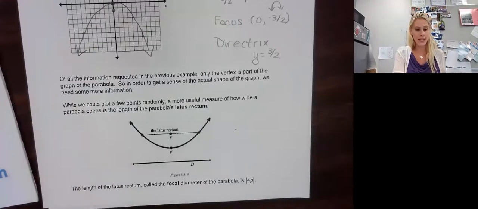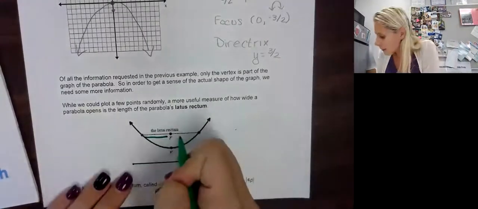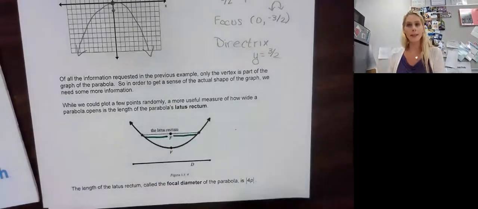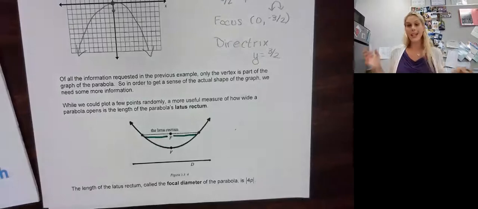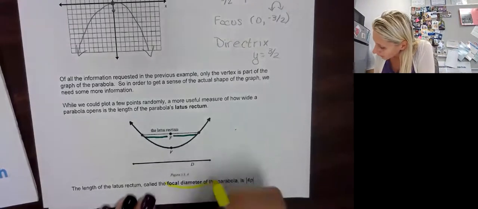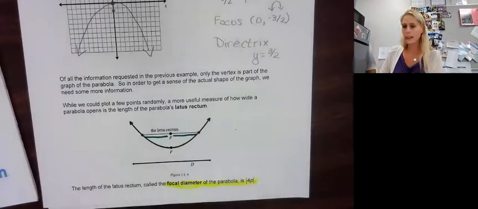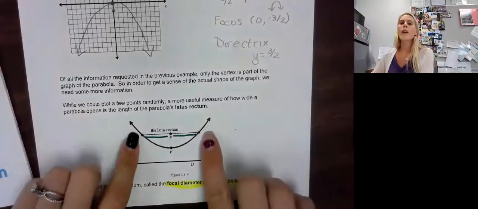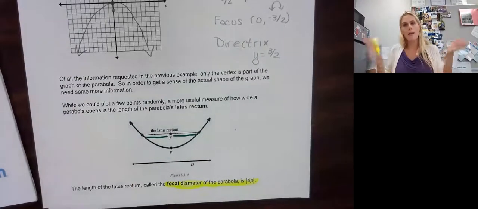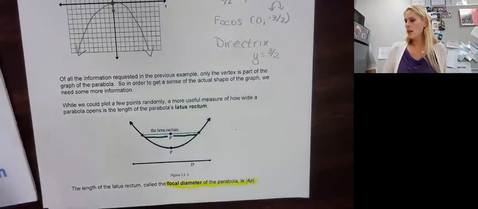And if you realize that this side is, of course, going to be the same distance as this side. That makes sense for a parabola, right? So how do we find that? Well, the focal diameter, or the latus rectum, is the absolute value of 4p. So this distance is going to be the absolute value of 4p. And then we're able to cut it in half if we need to, find those 2 points, and our parabola is more than perfect. Okay. All right.